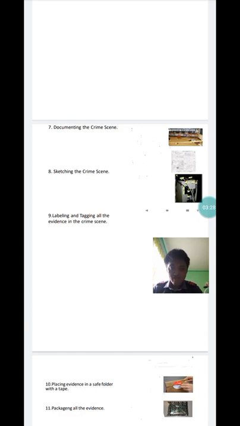Next is labeling and tagging all the evidence in a crime scene. All the evidence they obtained needs to be labeled and tagged, because the investigator should present it in the court of law.